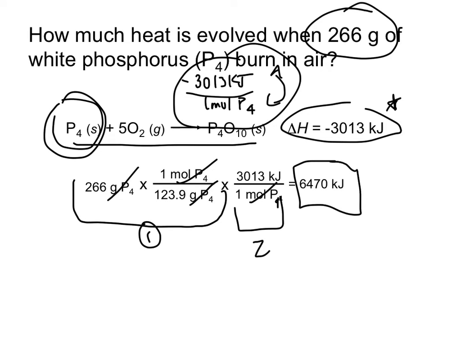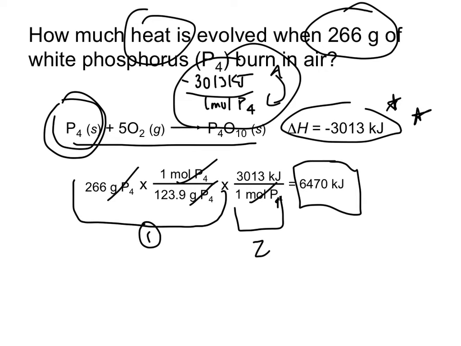So, when I have 266 grams of white phosphorus and burn it in the presence of air, according to this thermochemical equation, 6,470 kilojoules of heat are going to be involved. Now remember, delta H and Q are directly related to each other. We saw that a few slides back. So this relationship in terms of having an enthalpy value but them asking about heat is completely plausible and acceptable.